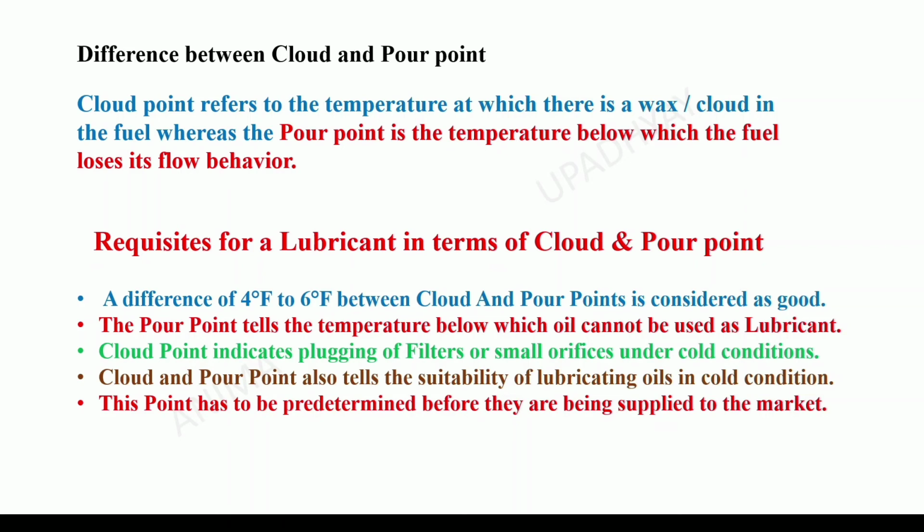So what are the requisites of a lubricant in terms of cloud and pour point? The requisite is that a difference of 4 to 6 degrees Fahrenheit should be there between the cloud and pour point for a good lubricant. The pour point tells the temperature below which oil cannot be used as a lubricant because it will stop flowing at the pour point. So such oil should be discarded as a lubricant.